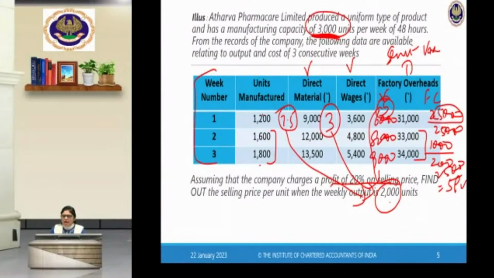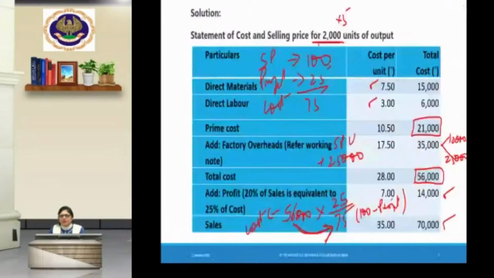All right. And once you calculate the per unit, you will be applying it on 2000 units. We have calculated it. So 35 is the answer for this question. 35 per unit is the selling price for 2000 units of output. I hope you've understood this. Any doubt?